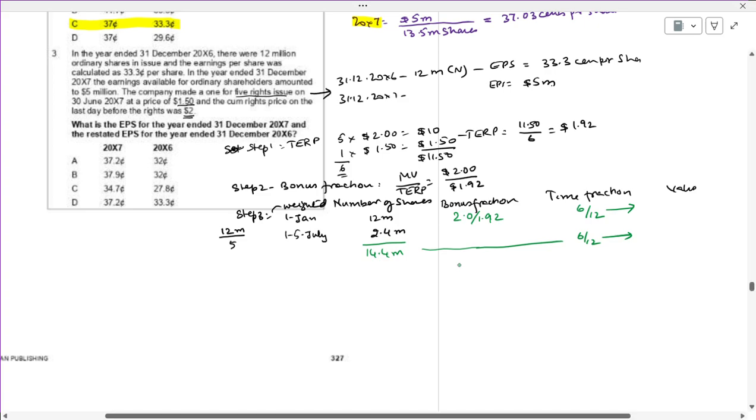$8.333. How much? 8.333. No, 12 million. 12 million times 2 divided by 1.92, multiplied by 6 divided by 12. How much will you get, dear? 2 million. 6.25 million shares.